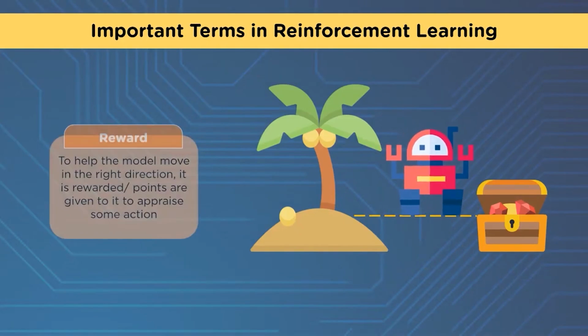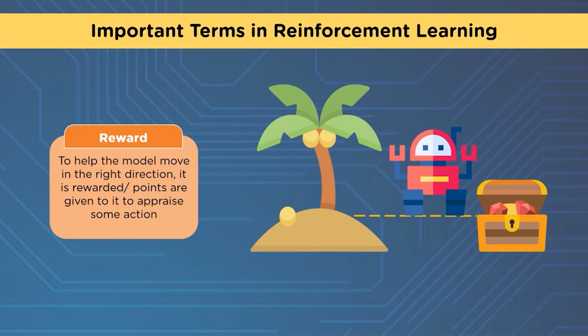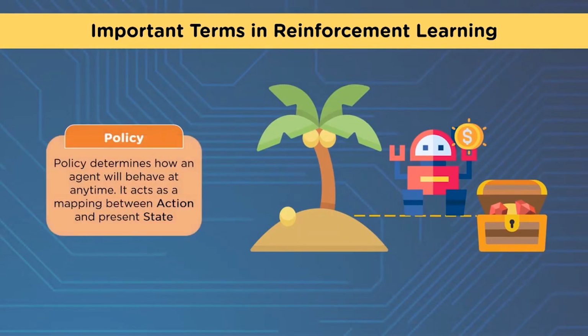And then the reward. To help the model move in the right direction, it is rewarded. Points are given to it to appraise some kind of action. So, yeah, you did good, or if you didn't do as good, it's trying to maximize the reward and have the best reward possible.